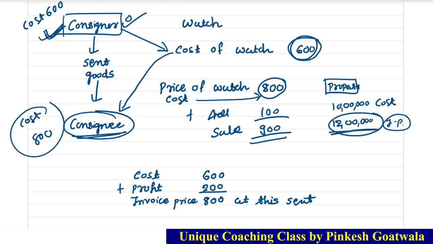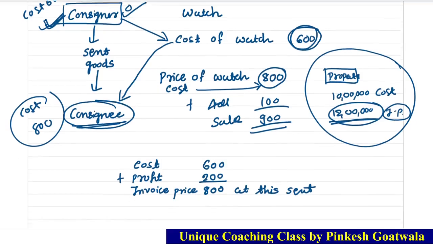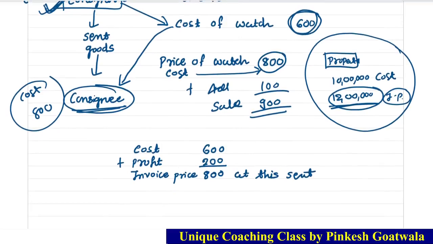તો આને શું કહેવાશે? Invoice price. ઇન્વોઇસ એટલે કે બિલમાં તમે આ પ્રાઇસ શો કરો છો. પ્રોપર્ટીમાં નહીં કહેવાય. This is just an example to understand. So here remember the actual cost is 600, but the consignee thinks that the cost is 800, because એને જે goods send કરશે એમાં બિલમાં 800 લખેલા હશે. So he assumes that the price is 800.